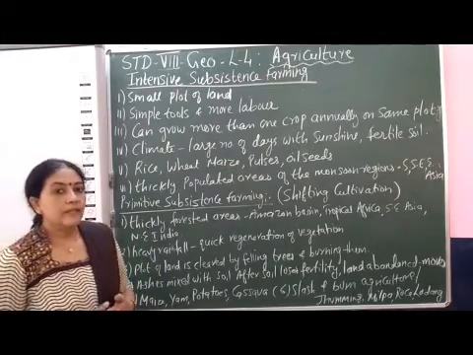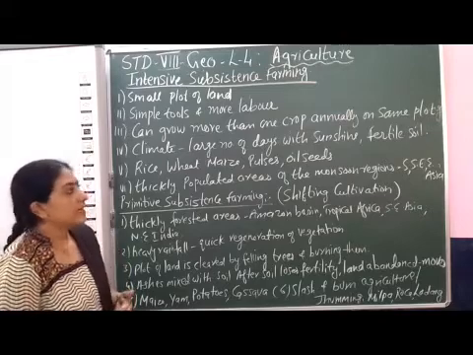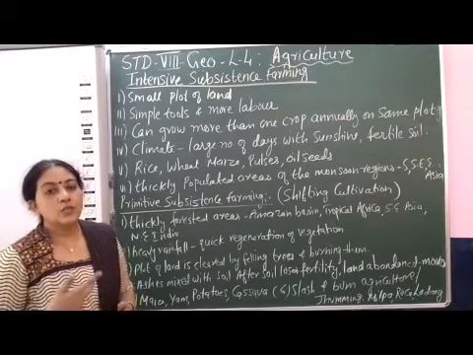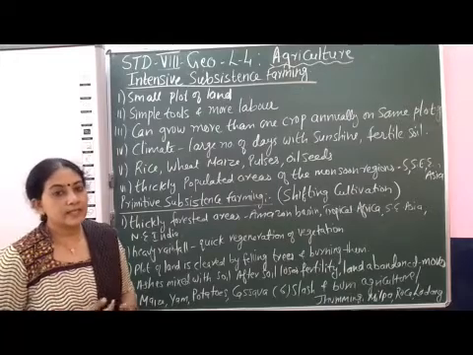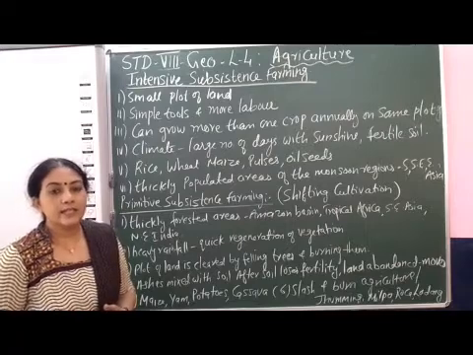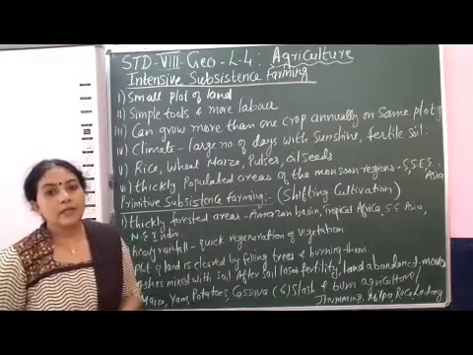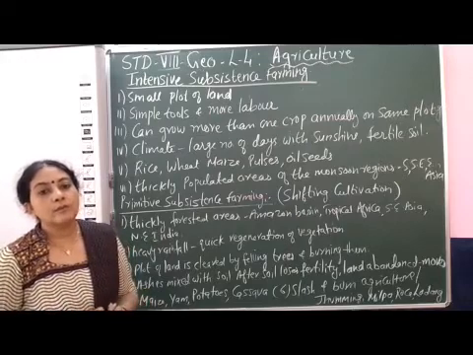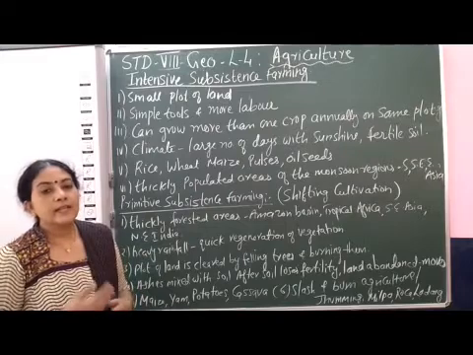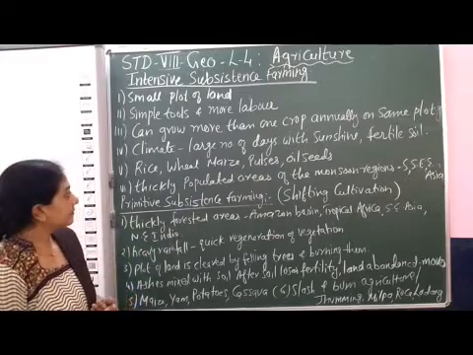Now if the climate is favorable and the soil is fertile and there is a lot of sunshine available, then two crops can be grown in the same year in the same plot of land according to intensive subsistence agriculture. So the farmer can get more money only if he grows more and more crops from the small piece of land. So that is why he grows two types of crops in the same land.